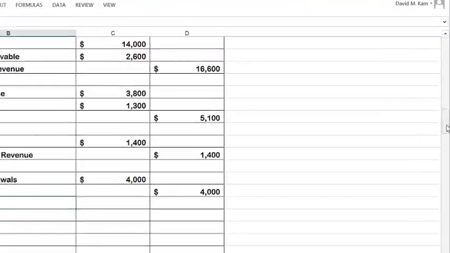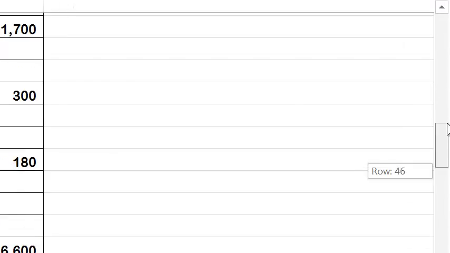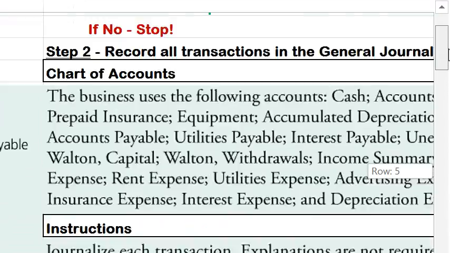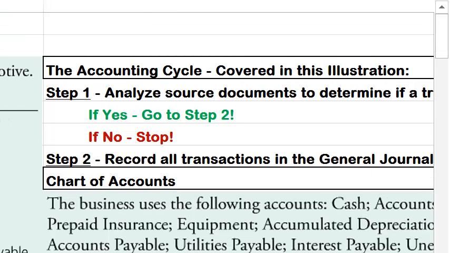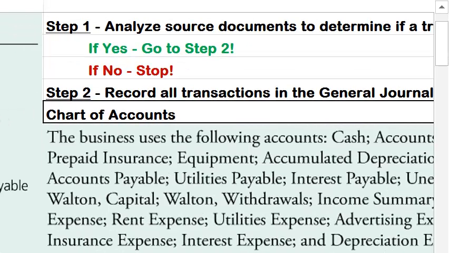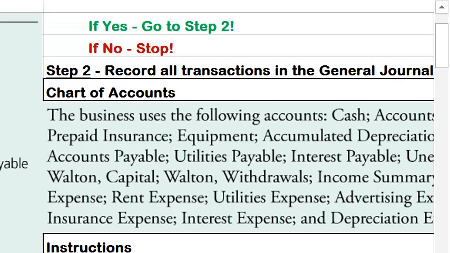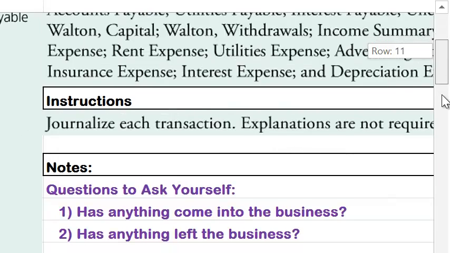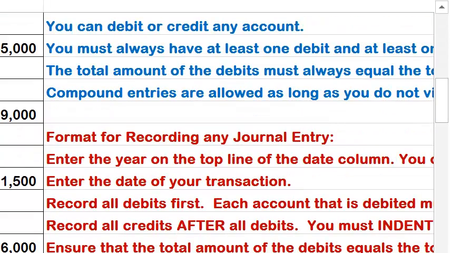So that completes the steps 1 and 2 illustration here in this video. We've actually done all of these transactions. We recorded all of them in the general journal. And the next video will be step 3 of the accounting cycle, where we will take these journal entries right here that we did and post them into the general ledger T accounts.